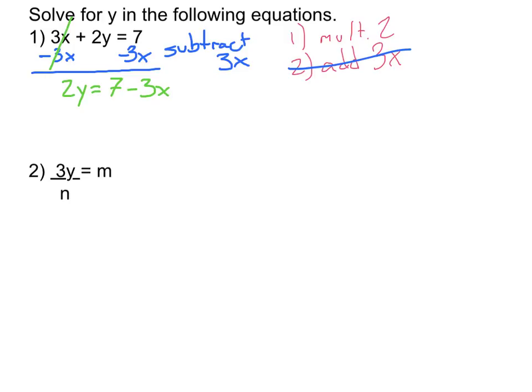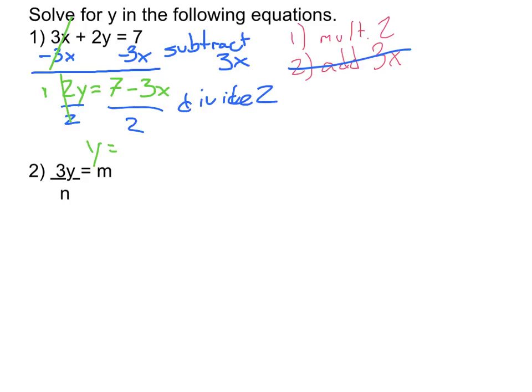We need to undo multiplying by 2. And how do we undo multiply by 2? Well, we divide by 2. So let's go ahead and take care of that. Divide both sides by 2. All right? And on the left side, the 2y divided by 2 should cancel, leaving us with just y. We should have a 1 here, a 1y, which is just the same as y. Equals, on the other side, 7 minus 3x over 2.